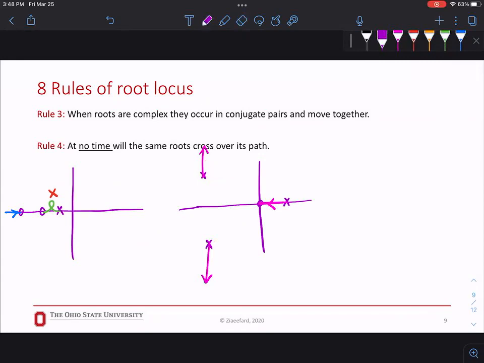Asking good questions, though, I like it. These are very good questions. All right, let's see rule. So that's rule number 4.